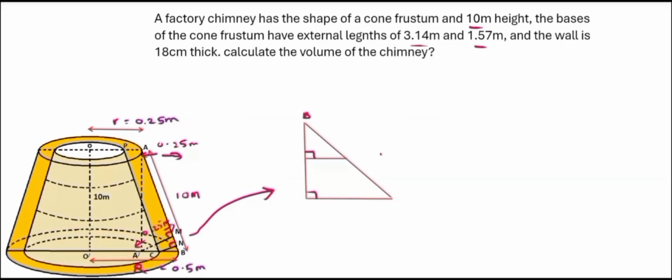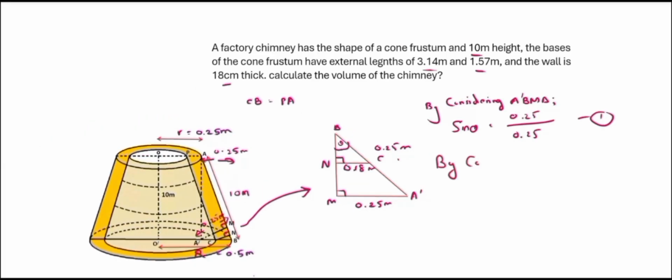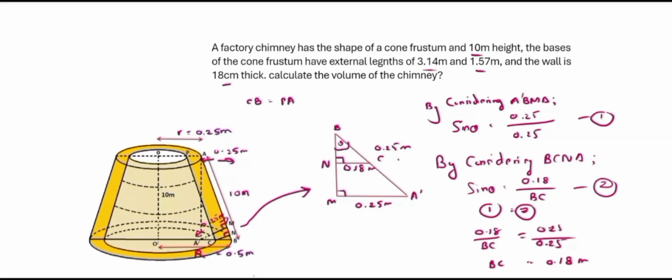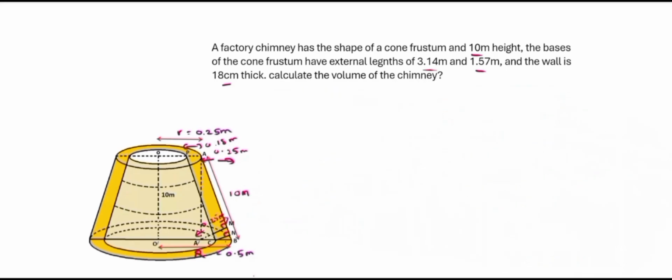Now we can find BC, which is equal to PA. For that, we can consider the right angle triangles A'BM and BCN. Like previous, we can consider sin theta and find BC. BC is equal to 0.18 meters. Since PA and BC are equal, PA is also equal to 0.18 meters.